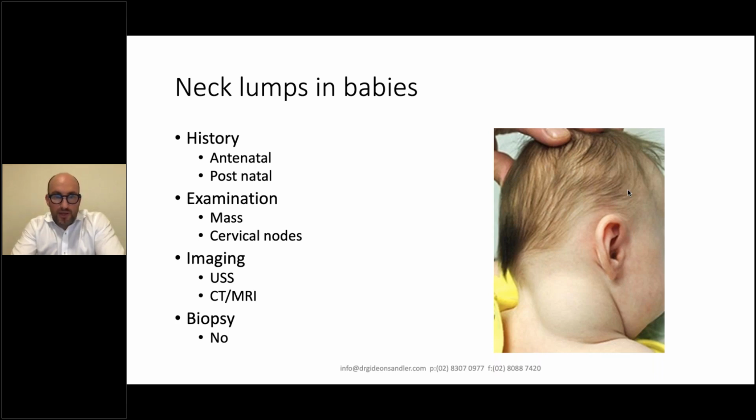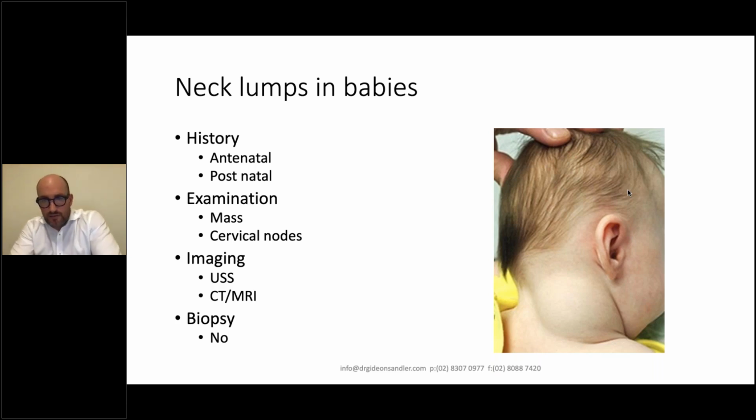Examination of the mass is important, and also of the cervical lymph nodes. Babies do get neck lumps which are malignant, but it's very rare. We'll touch on that in a minute. The investigation of choice here would be ultrasound in the first instance. CT scan is usually not required. If there's any equivocation on the ultrasound, the next step would be an MRI.